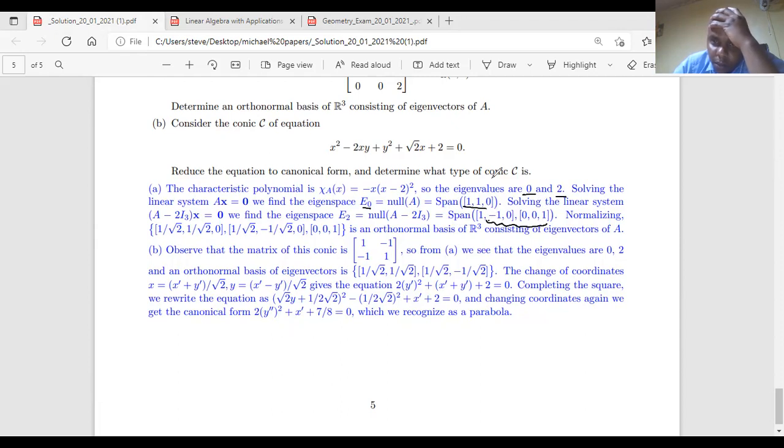So you had 0, 0, 1. Okay, and then we normalized it. We got another normal basis containing eigenvectors of A. Observe that the matrix of this conic is this. We also had this. So we see that eigenvalues are 0 and 2, and the other normal basis of eigenvectors is that the change of coordinates, x prime plus y prime over square root of 2, y equals x prime minus y prime over square root of 2, gives us this equation. Completing the square, we rewrite the equation.